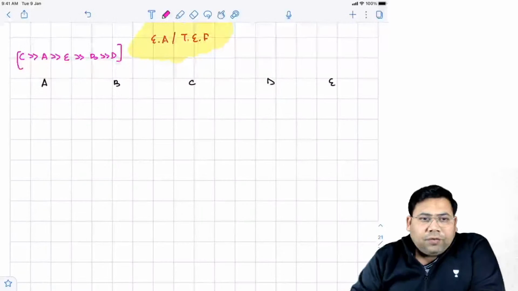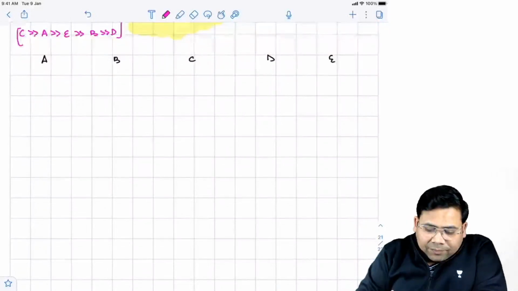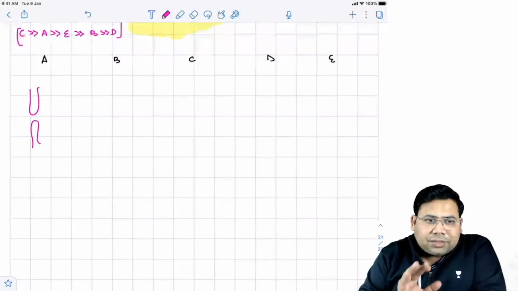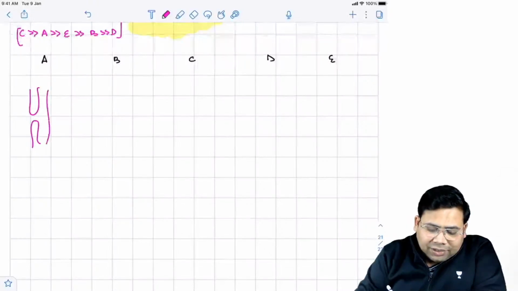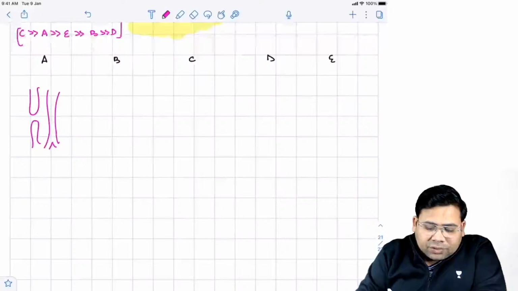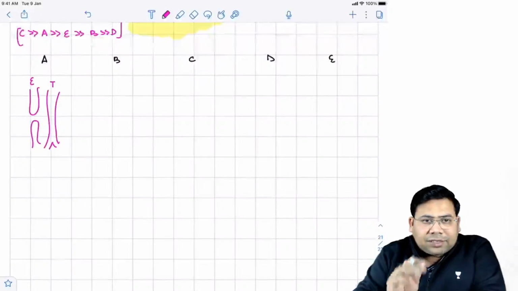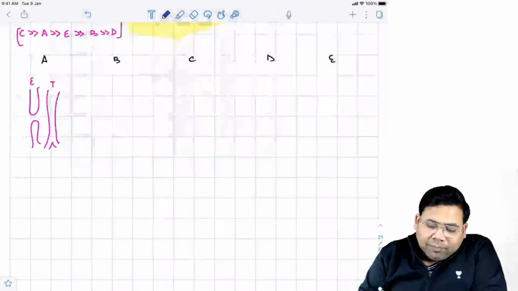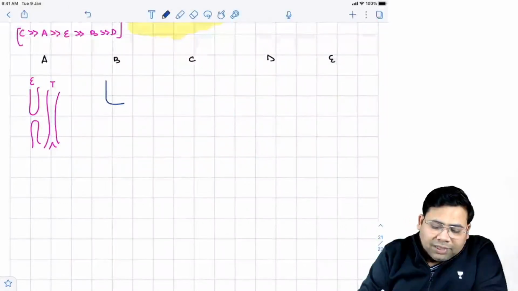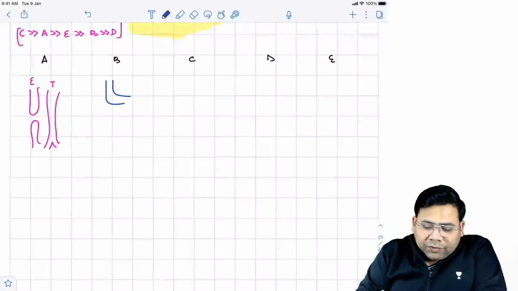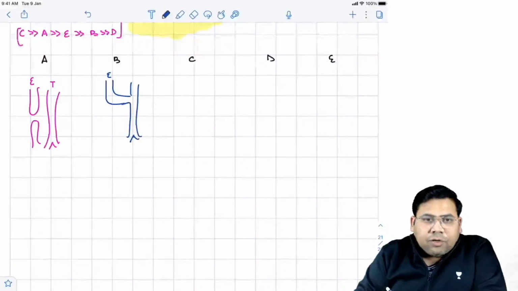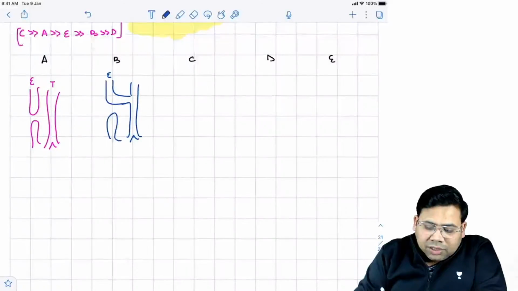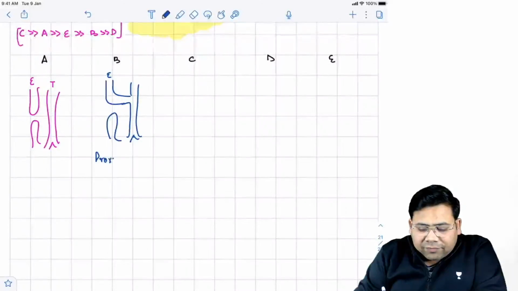When we talk about type A, this is pure esophageal atresia with no TEF. This is the trachea, this is the esophagus. This is type A, a pure atresia. What is type B? It's a proximal TEF. The esophagus is fused proximally with the trachea.